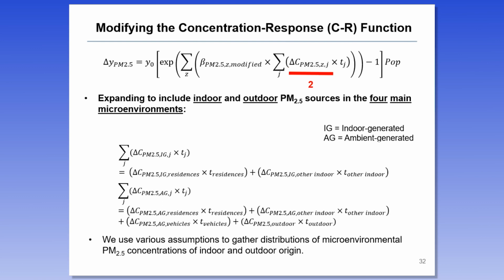To estimate the concentration, we divided our particles into two main types, indoor generated and ambient generated particles. We assume that we are exposed to indoor generated particles in residences and other buildings, or indoor environments, while we are exposed to ambient generated particles in all four main macro environments. So in this framework, we assume that we are not exposed to indoor generated particles outdoors and also inside vehicles. To estimate the concentration of PM2.5 of indoor and outdoor origin in these four main macro environments, we make some assumptions and gather some distributions that we are going to talk about right now.